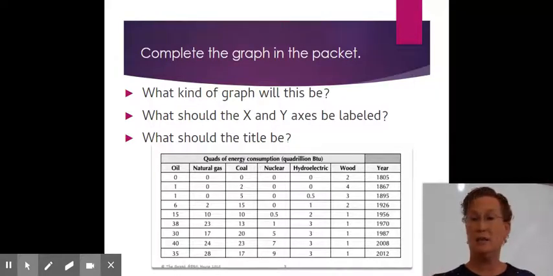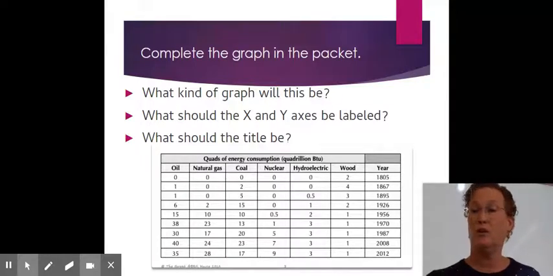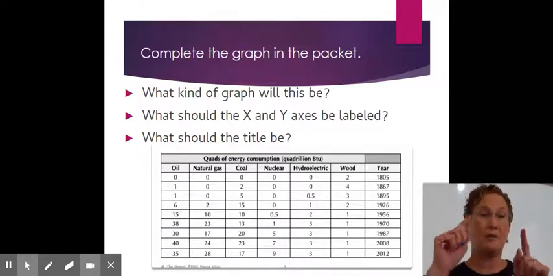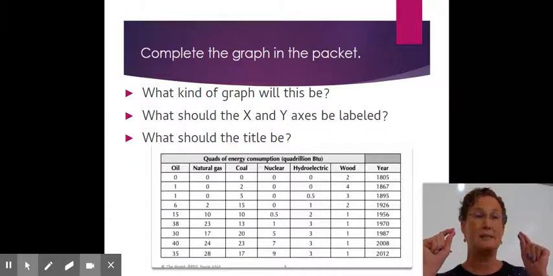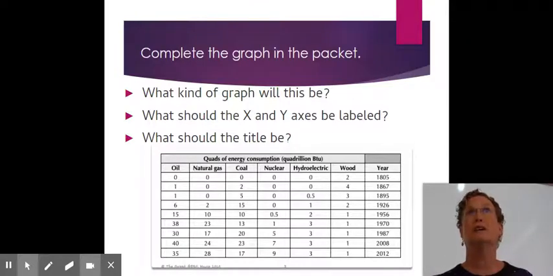So we're not actually graphing it per se. That is something you could do. But really what I want you to do is just set up for me the x-axis, the y-axis, and what the title of this graph should be. So I'm going to pause and let you think about that, or let you pause.